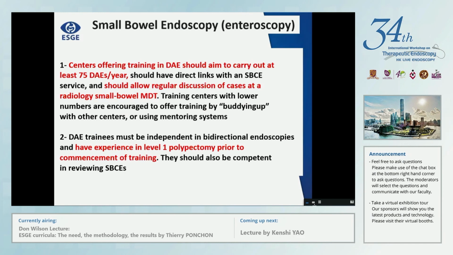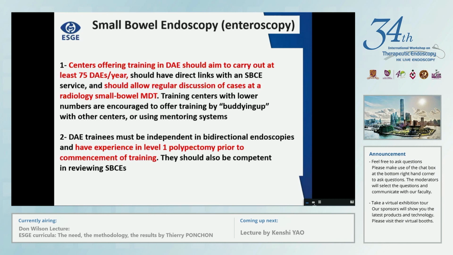Then enteroscopy. Enteroscopy, in fact, is also a not so easy procedure with different tools, with different devices. So centers offering training in enteroscopy should aim to carry out at least 75 procedures a year. So that means when you are speaking about certification, you need also to accredit the centers. You need to have dedicated centers. Not all centers can train people on enteroscopy, especially if they perform only 10 cases a year. And you should allow a regular discussion of cases at radiology, small bowel, in fact, units. And this is also very important.